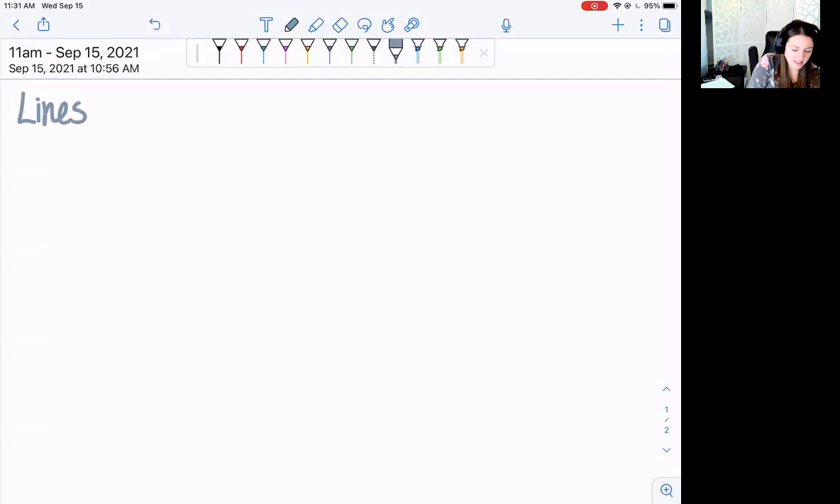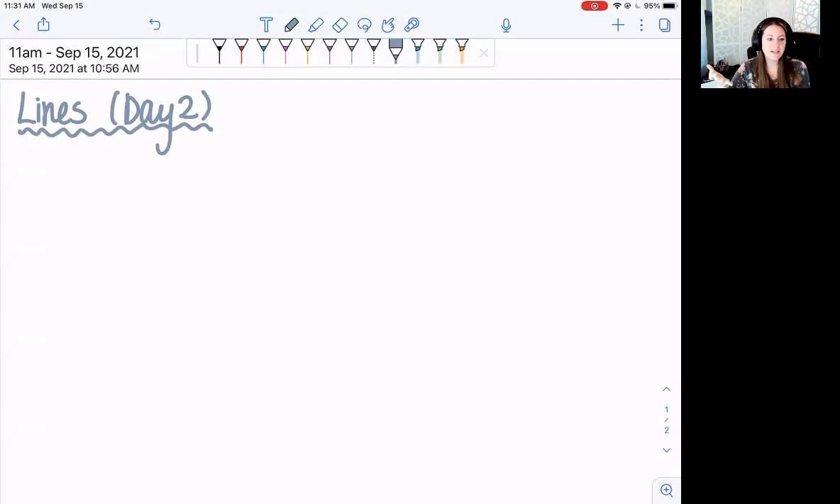So let's move on to lines, day 2. I changed my color because I was doing purple for my headers, but I'm trying out a new color today, seeing if I like this blue-gray color. All right. Lines day 2. Today's a lot less graphing and a lot more algebra. That doesn't mean it's bad or even that hard. It's just there's a lot more algebra today.